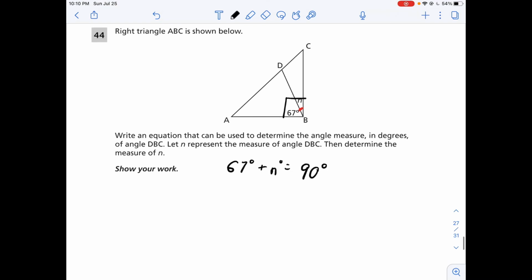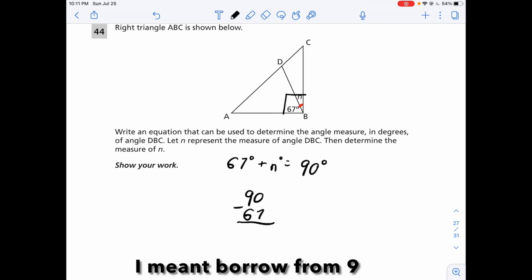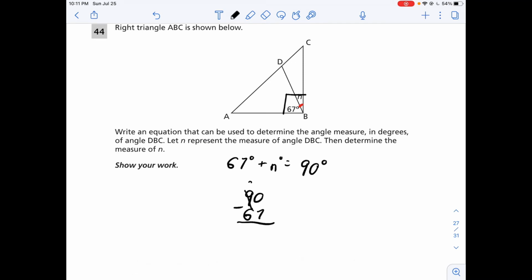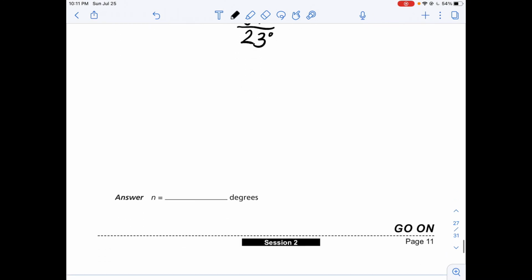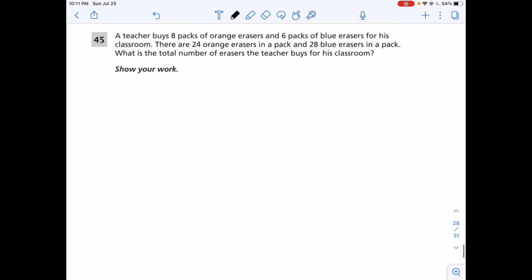So how do we figure out what the missing angle is? We can subtract 90 degrees minus 67 degrees. We can't do 0 minus 7, so we regroup from the 8, or we borrow from the 8. And we make the 0 into a 10. 10 minus 7 is 3. 8 minus 6 is 2, so 23 degrees. So angle N is 23 degrees. N equals 23 degrees.